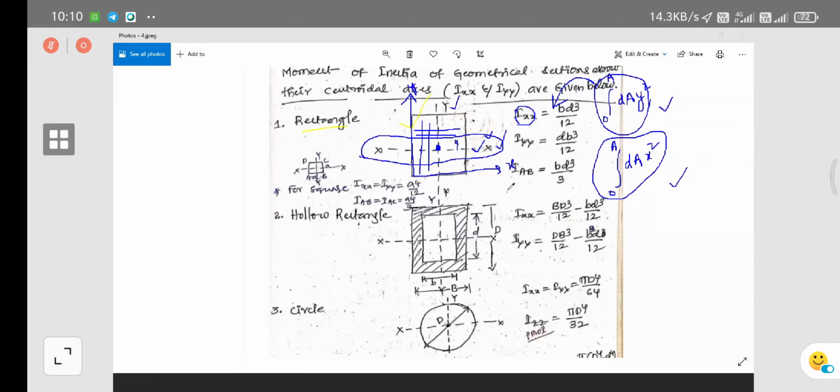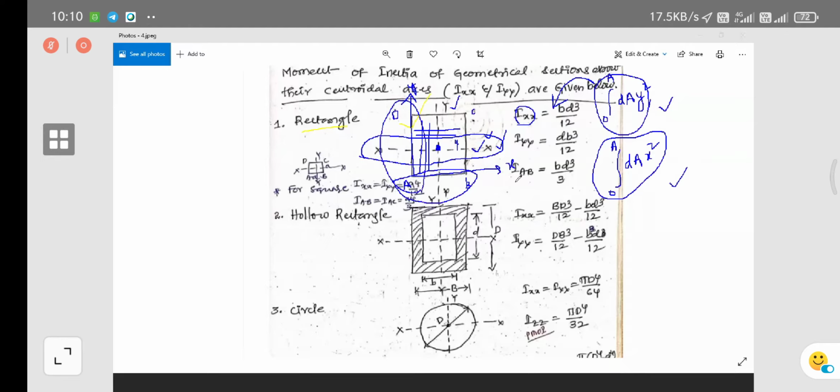Now see here, A, B, C, D are the corners of a rectangle. What will happen? AB is going to act as a base for this rectangle, and AD is going to act as a vertical base of your rectangle, which are placed on the x and y axes respectively.